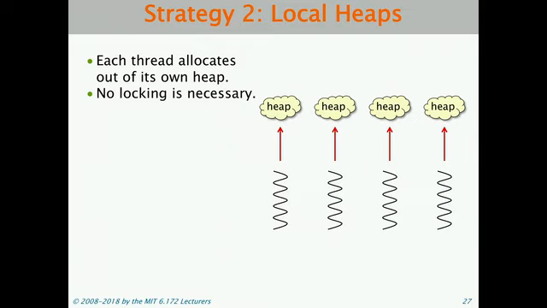All right, so here's another strategy, which is to use local heaps. So each thread is going to maintain its own heap, and it's going to allocate out of its own heap. And there's no locking that's necessary. So when you allocate something, you get it from your own heap. And when you free something, you put it back into your own heap. So there's no synchronization required. So that's a good thing. It's very fast. What's a potential issue with this approach?